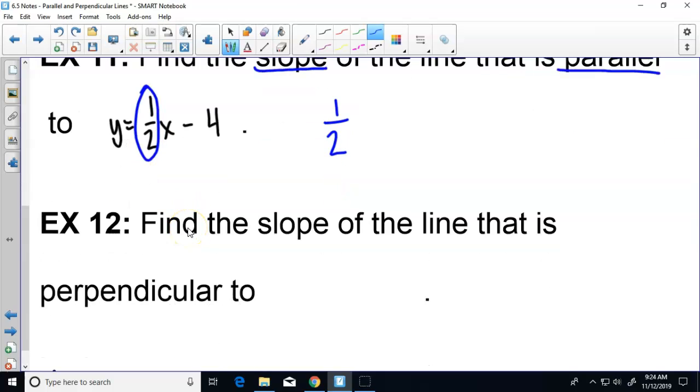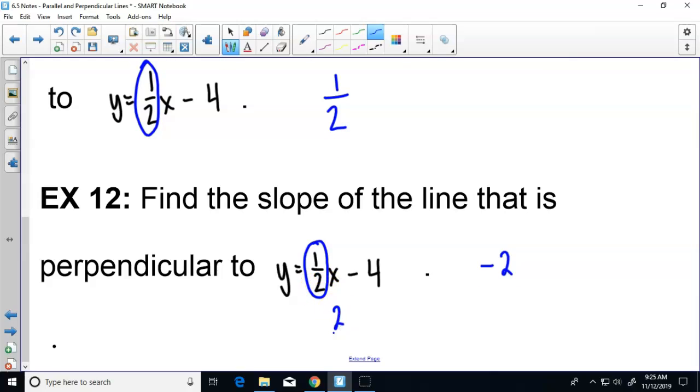Okay? And then example 12 has that same line, y equals 1/2 x minus 4. Okay? So, for this one, Julie, I already heard the answer. What is it? It is negative 2. Because the slope of this line is 1/2. So you've got to flip it, which means it's 2 over 1. And you got to change its sign. You got to make it negative. But we don't want to write 2 over 1, really, because it makes it look like we don't know what we're doing. But Julie knew what she was doing because she gave me just negative 2 right away.